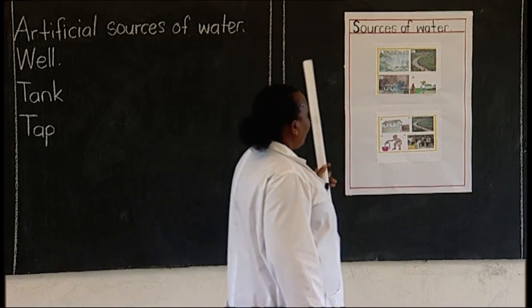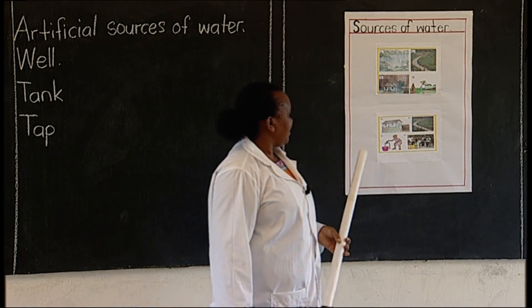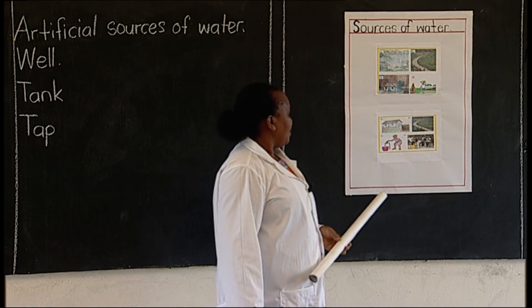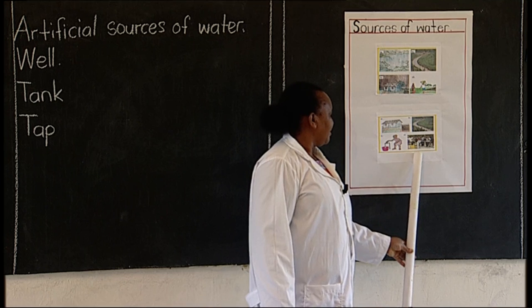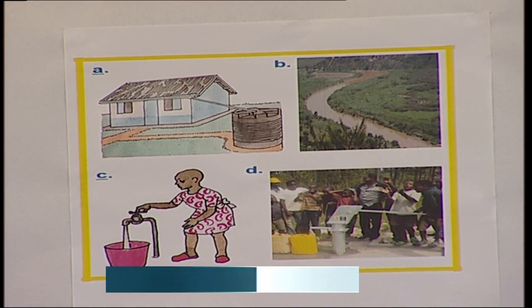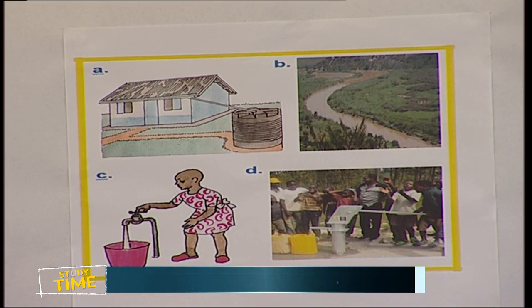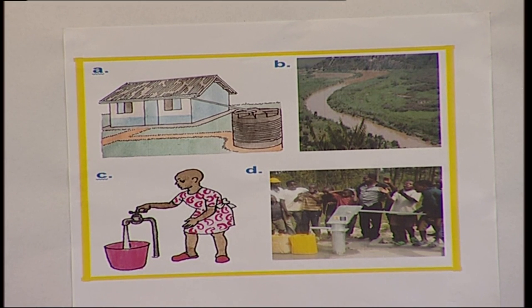Now, I told you that this one and this one are the same. You can see them very well. Now, we come to this one. Look at it carefully and tell me its name. And it's common. Okay? It's a borehole. Wonderful. It's a borehole. Is it natural or artificial?